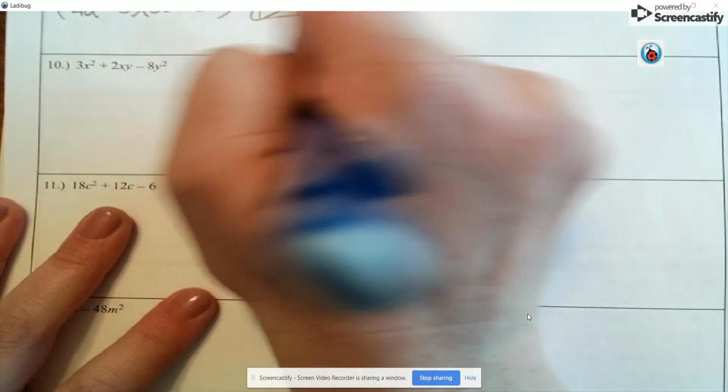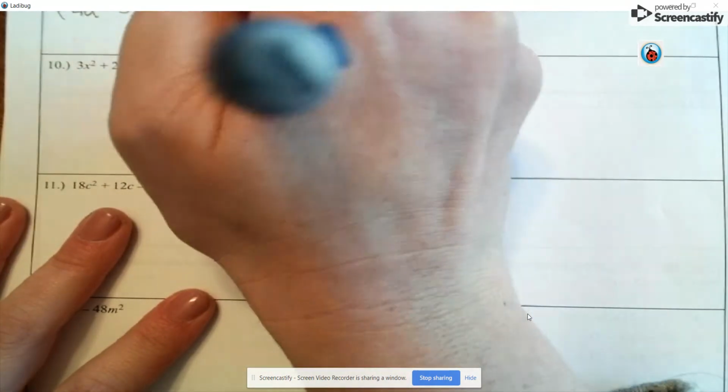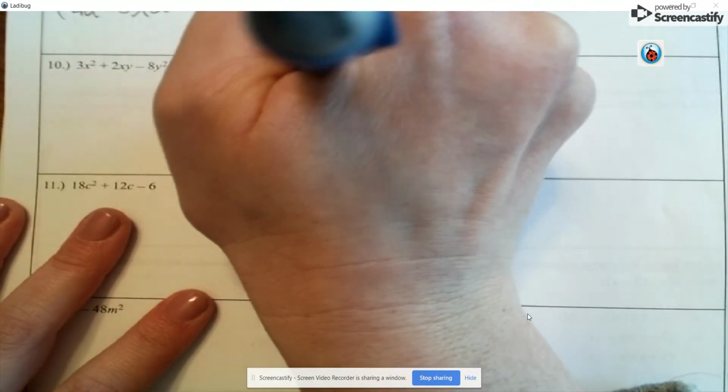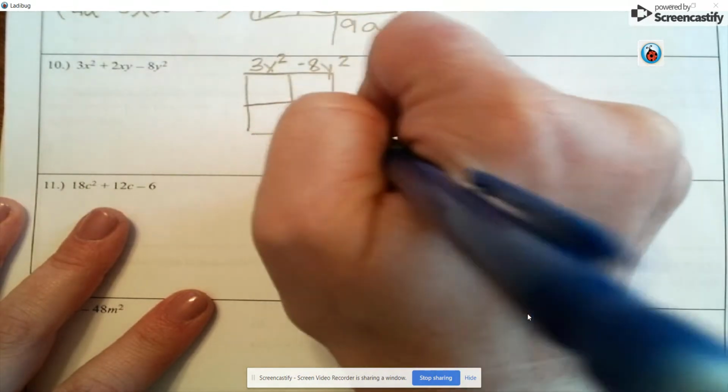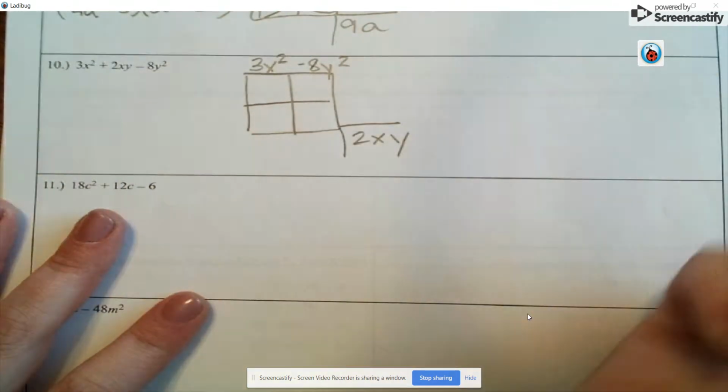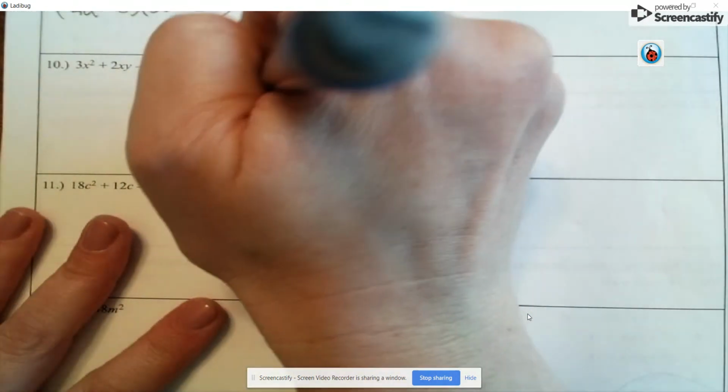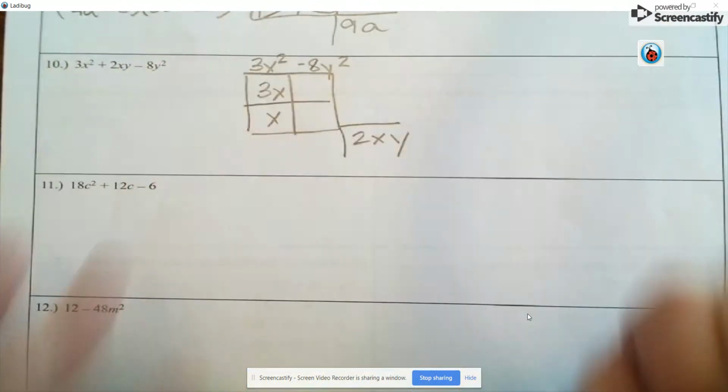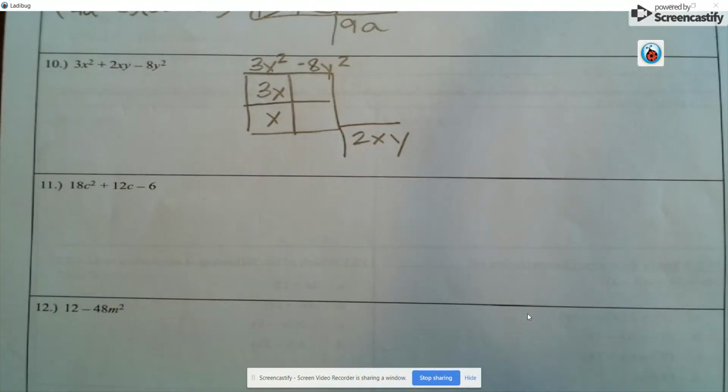Again, if guess and check works better for you, that's fine. Whatever method is successful for you. Okay, I like a factor box just to organize my information. So I know for 3x squared, my factors are going to be 3x and x. That one's pretty simple because there's really no other way I could do it. But with negative 8y squared, I kind of have to guess and check a little bit.